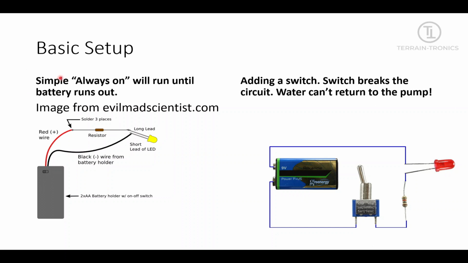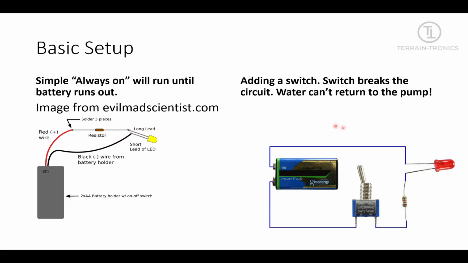So if you want a simple always on until the battery runs out, and this image comes from evilmadscientist.com, you're going to have your battery pack with a red and black wire. Red is typically positive, the black is negative. You're going to hook it up to your LED. The long lead on the LED is the more positive. That's a really nice and easy one. And you can see here they've placed a resistor in line. That resistor is really important to limit the current. Otherwise, you'll get unlimited current from this. It'll be like your wide open pipe, and you'll drive too much current through the LED and it will go pop.